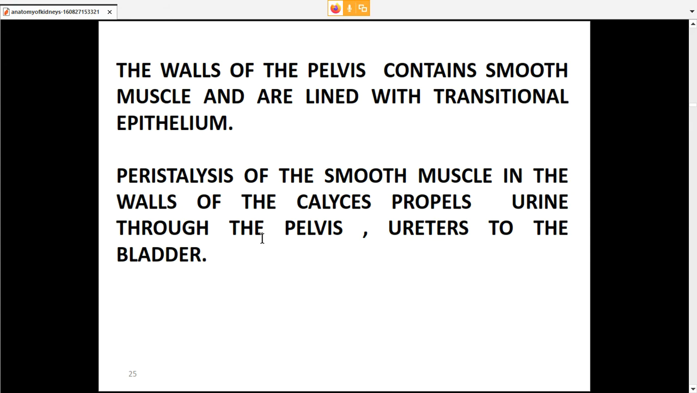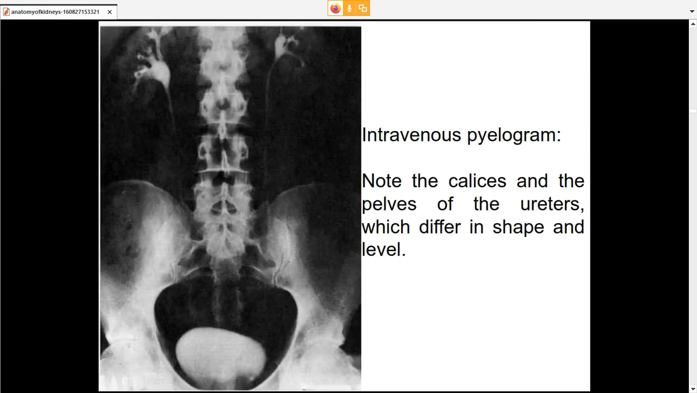Then the next structure is the intravenous pyelogram. It is also called a KUB X-ray, for kidneys, ureter, and bladder. Here you can identify minor calyces, major calyces, and the renal pelvis as well. The urinary bladder you can also identify, and very slightly you can identify the ureter.